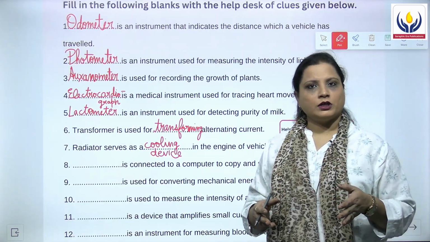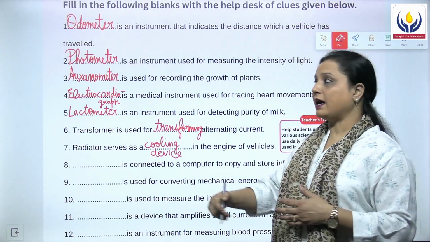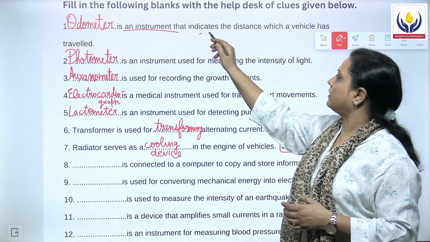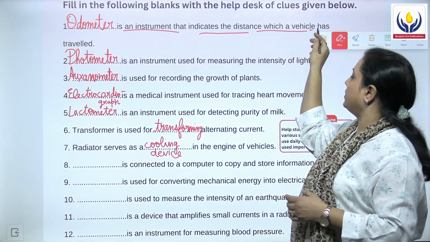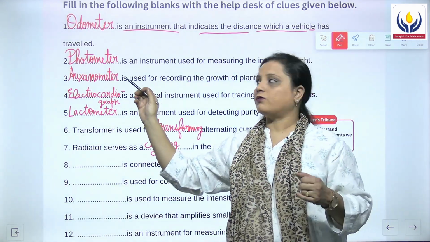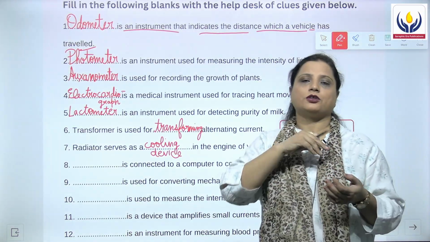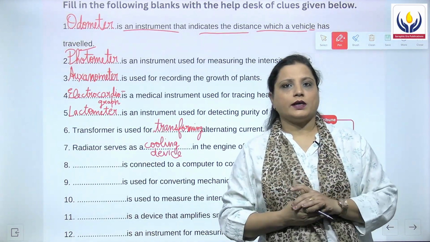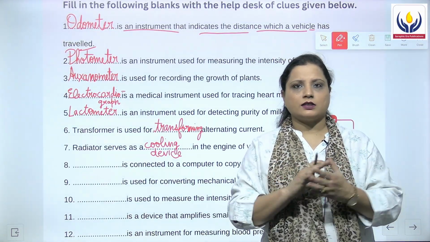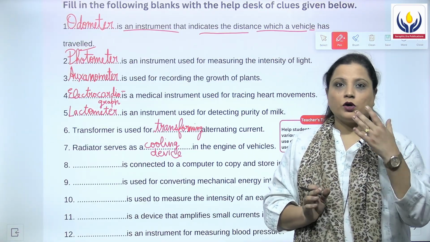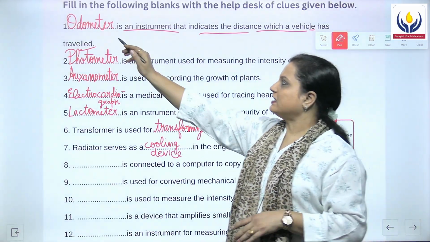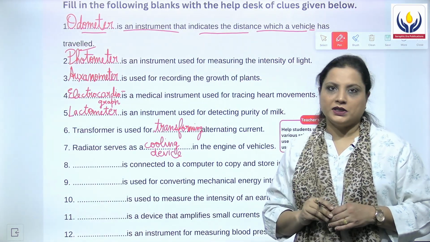Let's begin with the first one, and it says that dash is an instrument that indicates the distance which a vehicle has travelled. हम सब ने अपने vehicles पे, बाइक्स पे, कार्स में एक तरह का मीटर देखा होगा और वो आपको बताता है कि आपके व्हीकल ने कितना डिस्टेंस ट्रैवल किया है. And what is that meter basically? It is known as odometer.